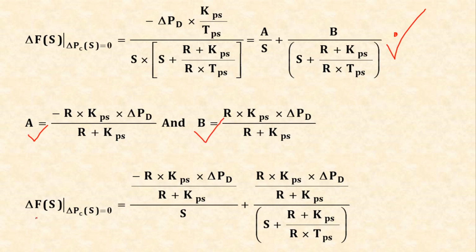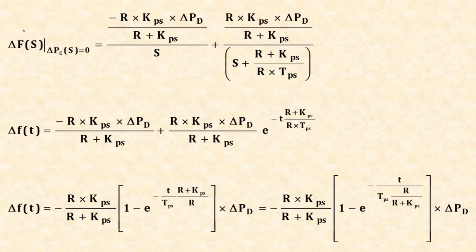So, I can write delta f of s when delta Pc of s equal to 0, which is equal to a upon s. Clear? First one is a upon s. So, a equal to minus r into kps into delta pd divided by r plus kps, the whole divided by s, and b is equal to r into kps into delta pd upon r plus kps. So, this is the value of b divided by s plus r plus kps upon r into tps. So, that is the value of delta f of s.